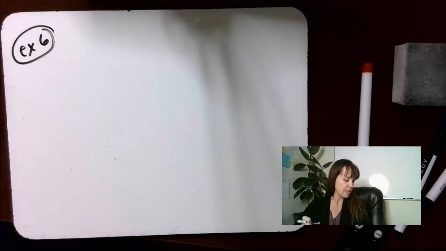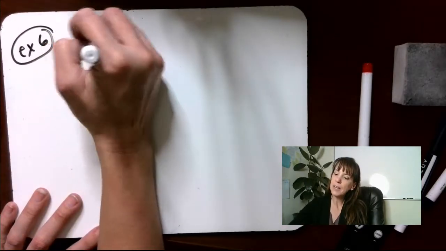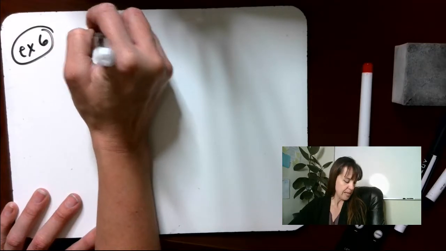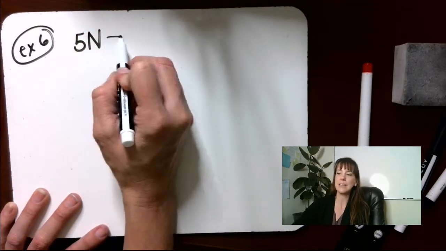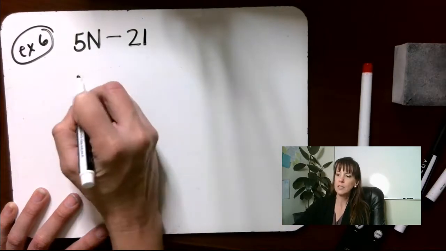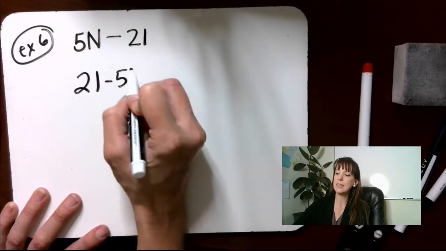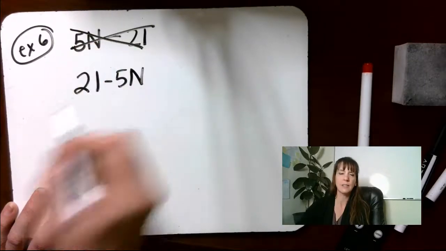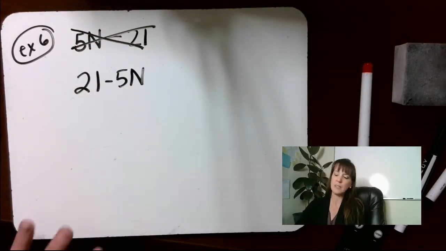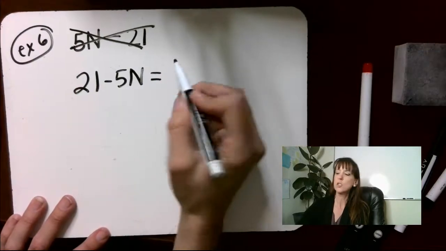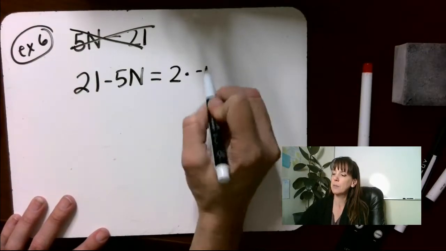5 times a number is 21 less than the opposite of the number. What is the number? 5 times a number is 21 less than. I can't do that. Absolutely not. 21 minus 5n, because it's less than, so it has to be flipped around, right? Is 21 less than twice the opposite of the number. Is twice the opposite of the number.